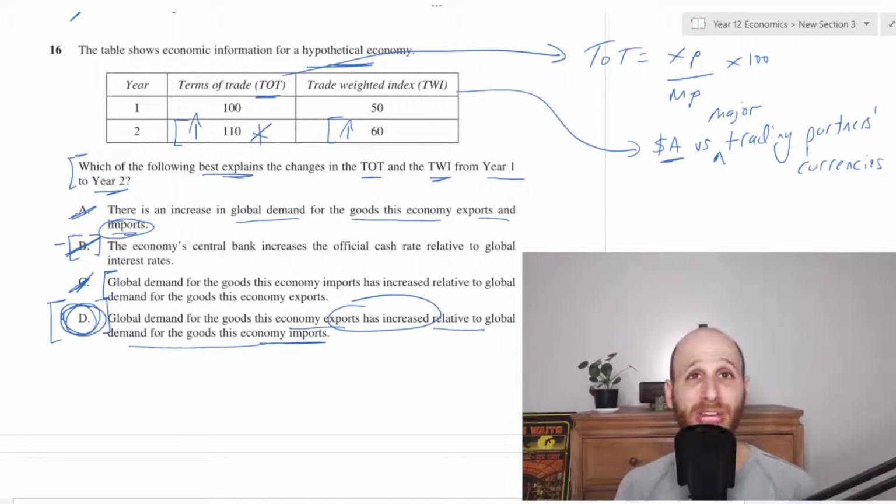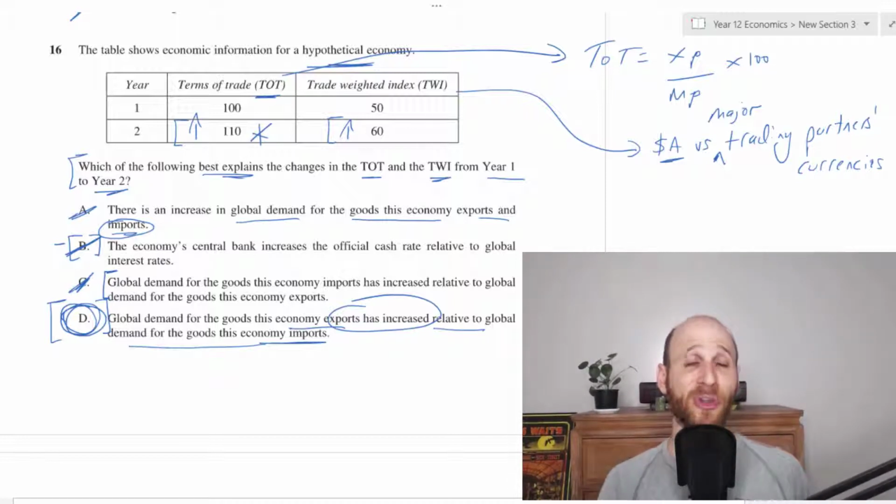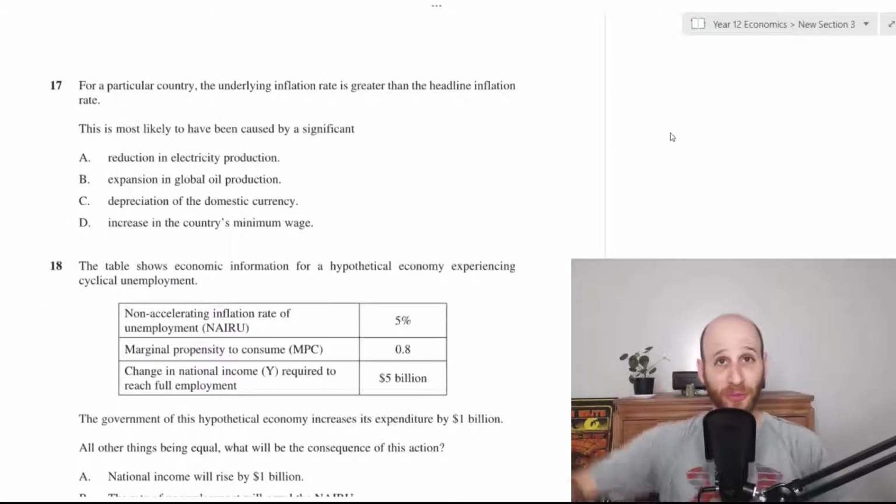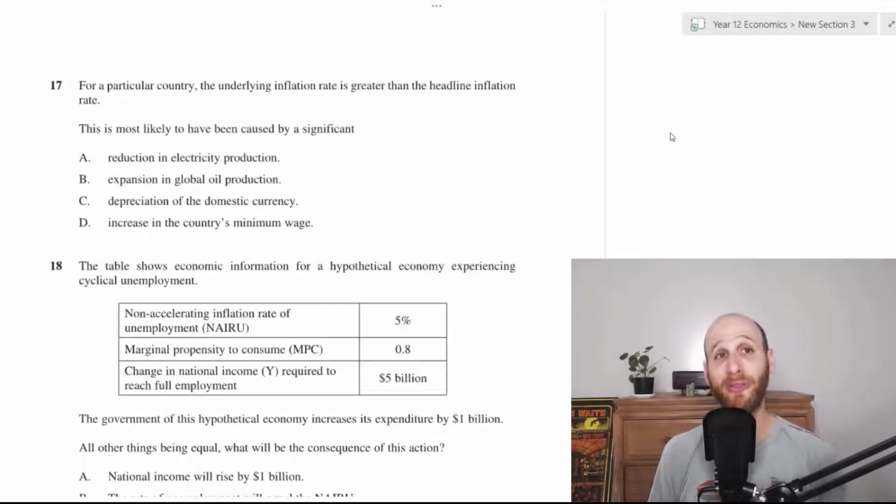This is a bit tricky. Feel free to go back over this or even ask me some questions in the comments. Question 17 makes me nervous. If I make a mess of this, please, please, please be gentle with me.